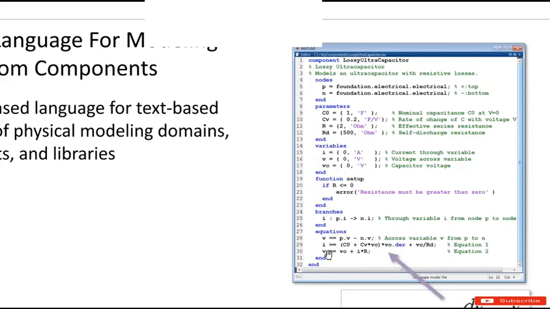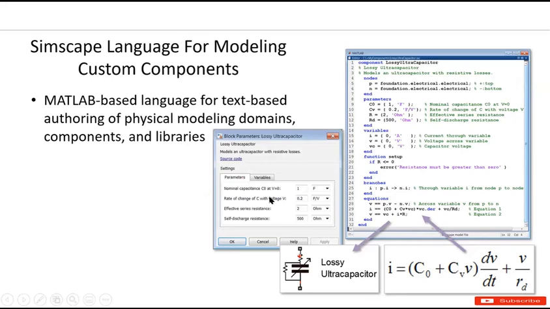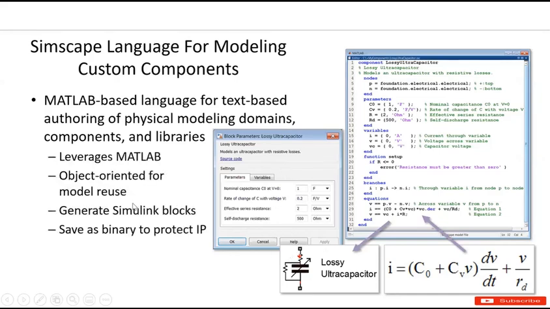So like this, and you also need to define the equations. So these are the underlying equations of your model or the block. So once you have done that, you have created a block. Like as an example, this is the lossy ultra capacitor. When you open that, you can change the parameters for that block.